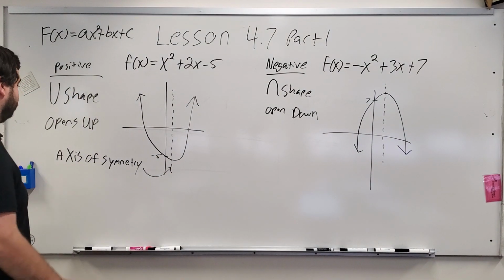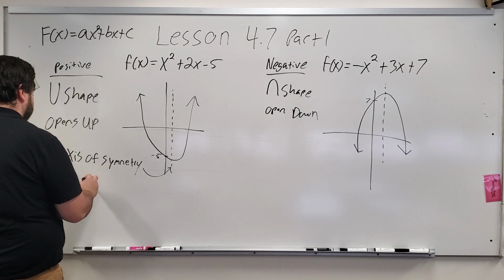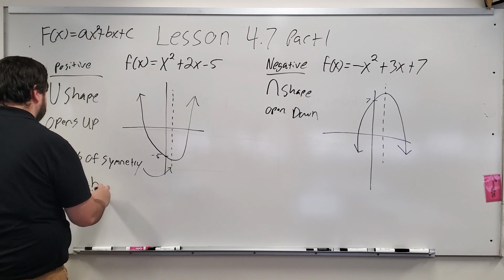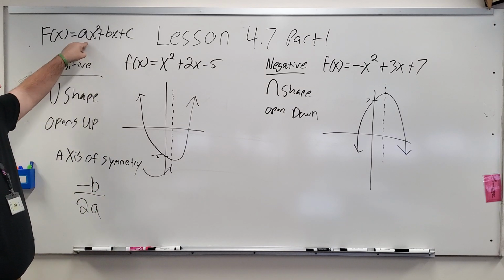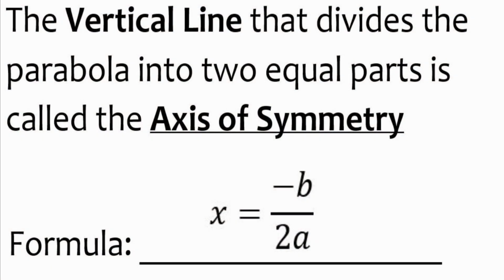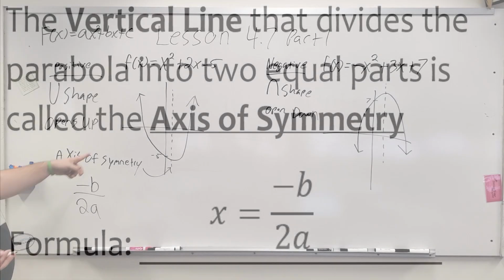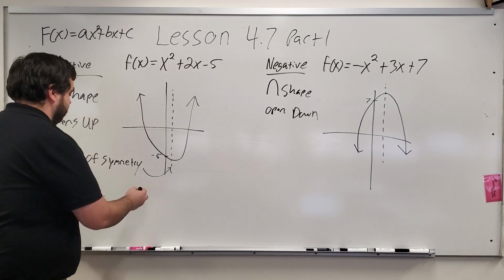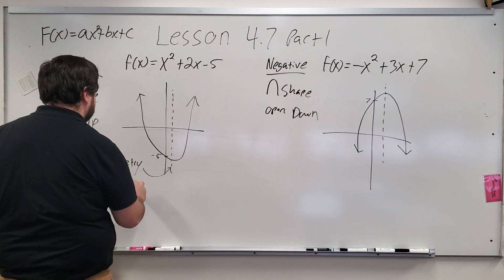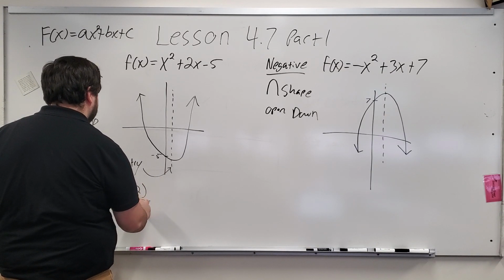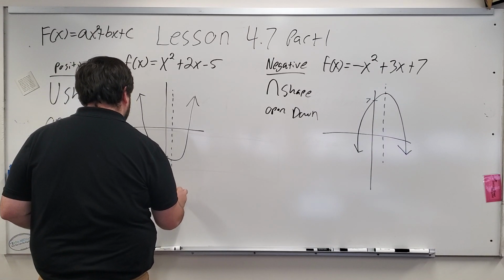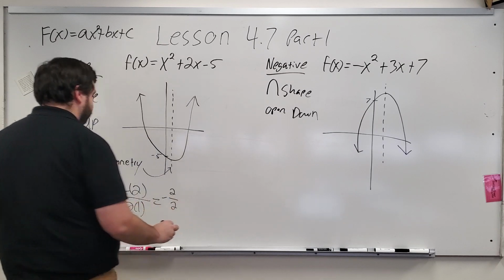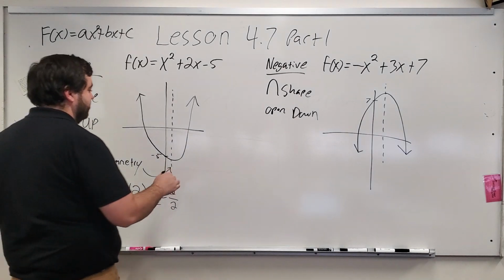And it has a formula. Its formula is going to be negative b over 2a. Okay? And we get our b and our a from here. And that's how we can find our axis of symmetry. So for this first one, negative b is going to be -2 over 2 times a, which is 1. I get -2 over 2.